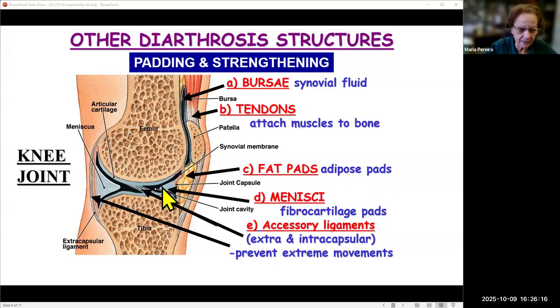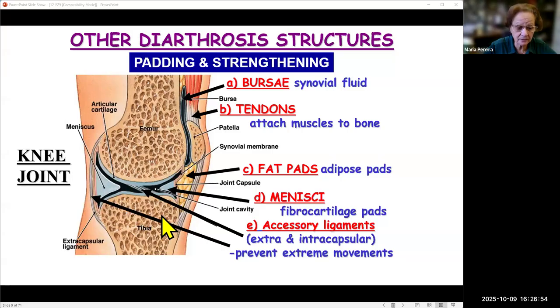And then you have menisci, you see here. These menisci are made up of connective tissue, and they are subjected to a lot of wear and tear. If they are destroyed, they have to be cleaned and removed because they can cause a lot of pain. Menisci are made up of fibrocartilaginous tissue. Then, to help the bones stay in place, they have extra ligaments known as accessory ligaments.